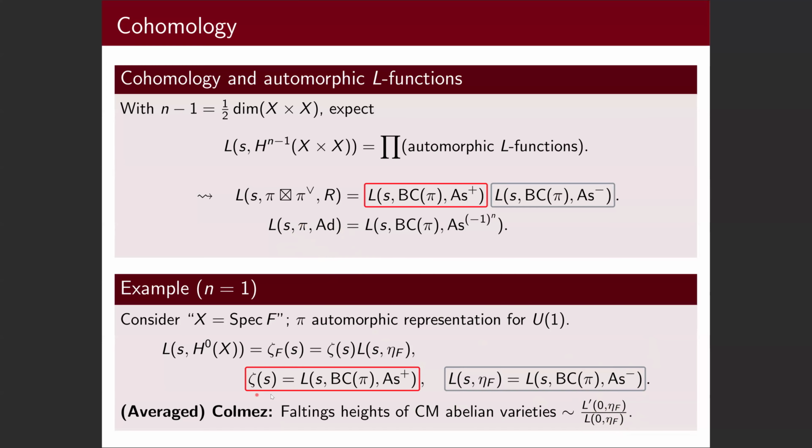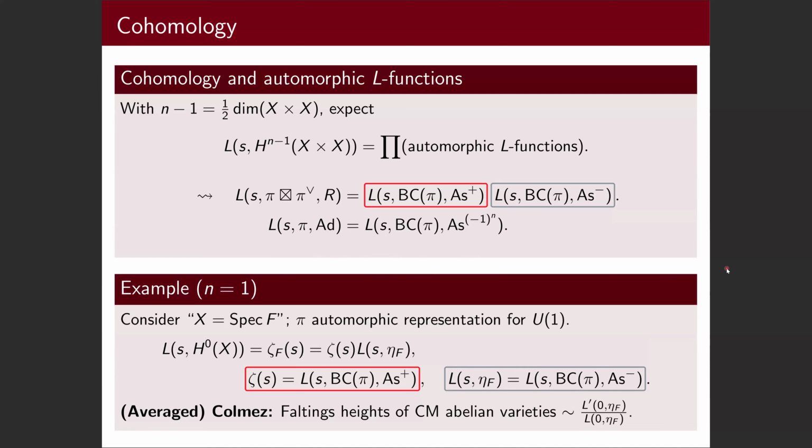So in some sense, this average conjecture of Colmez, which is now a theorem, corresponds to the n equals 1 case of our conjecture. And so our work for higher n is somewhat complementary. We definitely don't give a new proof of average Colmez, but we prove something complementary for higher n.